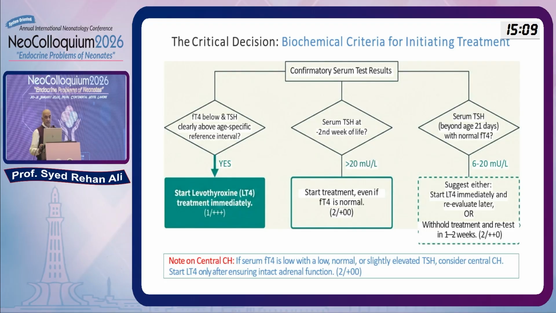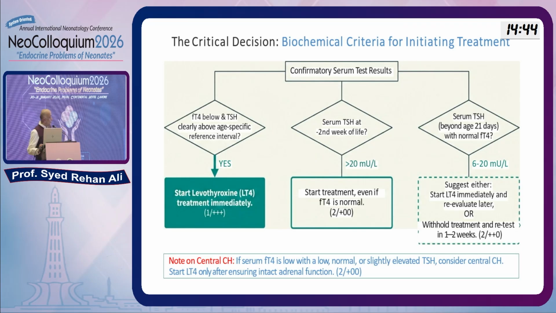If the serum TSH beyond 21 days of age and there's a normal FT4 and the TSH is between 6 to 20, we can suggest either start treatment immediately or reevaluate at a later date, or withhold the treatment and repeat the test in 1 to 2 weeks.